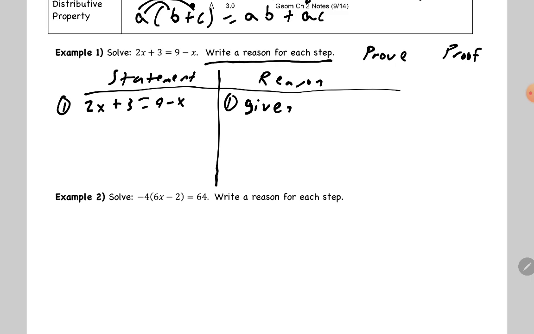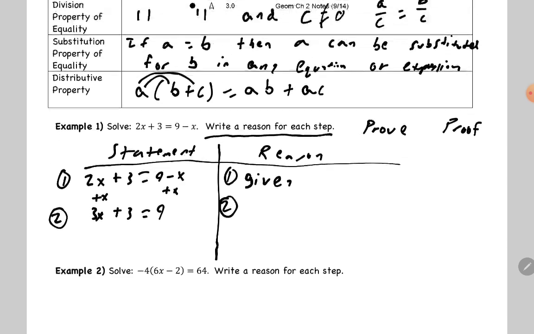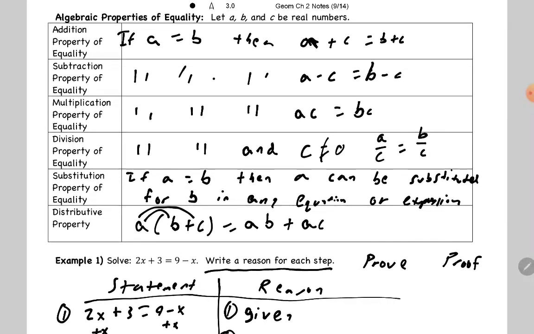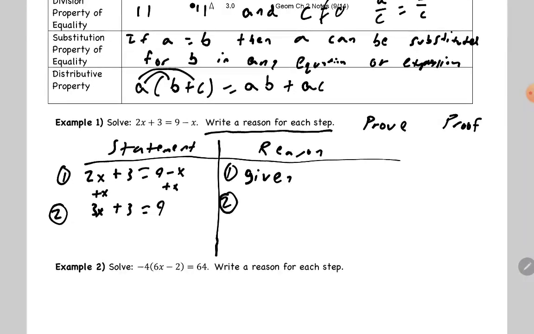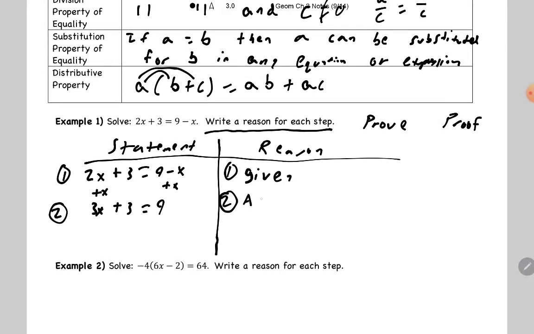And the first thing I'm going to do, I'm going to add x to both sides. So I have 3x plus 3 equals 9. So this will be statement 2. How did we get to statement 2? Well, we added x to both sides. So instead of writing that, which property did we use? We used the addition property, because we were adding to both sides of the equation. So this is the addition property of equality.